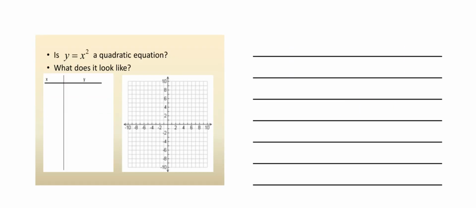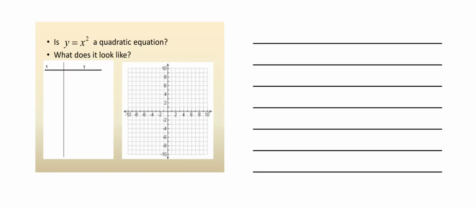Let's try graphing an equation. So, is y equals x squared a quadratic equation? And what does it look like? Well, first of all, let's try just some random examples. Similar to what you would do for a linear equation, right? You just pick random values. May not be the best choice in this case scenario, but we'll try that. We pick -2, -1, 0, 1, and 2. And we may get lucky and get something that's useful.